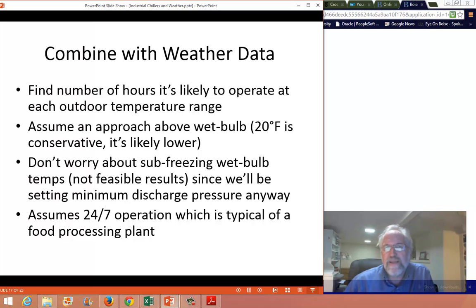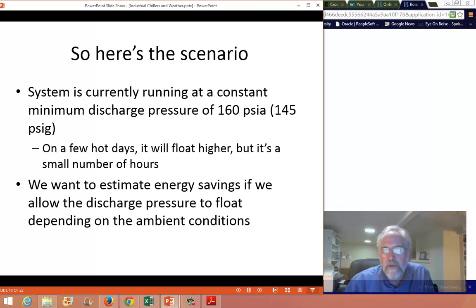So we combined the results of our discharge pressure study with the weather data. So we find the number of hours it's likely to operate at each temperature range, add the approach. Don't worry about subfreezing because the minimum pressure setting is going to take over anyway, and assume 24/7 production. And you've got enough information. So let's walk through that.